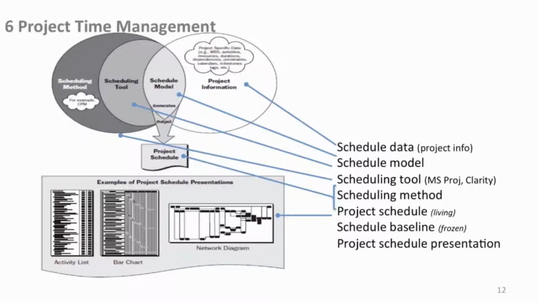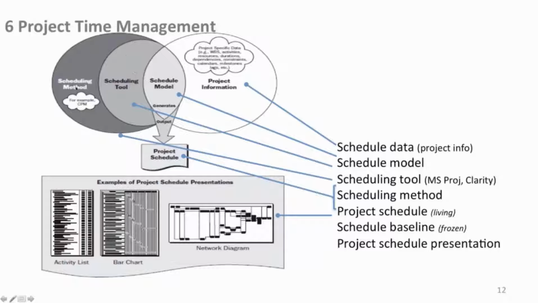Now this is from your PMBOK, so look at it, maybe look along with it, but look here. Also, schedule data. They're talking about project information. All this stuff here. Let's look what it says. Project-specific data: your WBS, your activities, resources, durations, dependencies, constraints, your calendars, milestones, leads, lags, all that stuff is project data. Now what do you do with that stuff? You pump it into a schedule model. And the schedule model, along with using your scheduling tool as a resource, produces or generates as an output finally your project schedule. So it takes the data with your tool and produces your schedule.